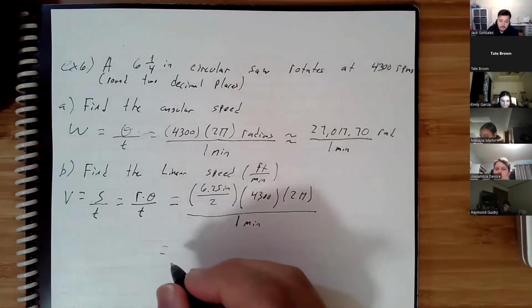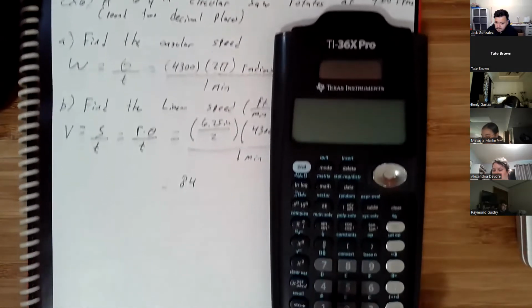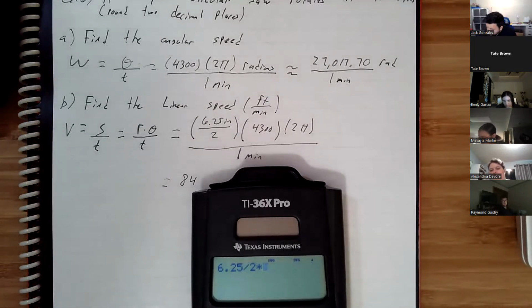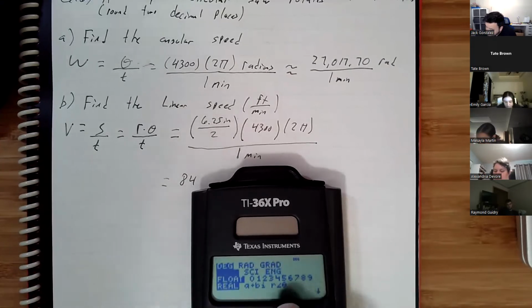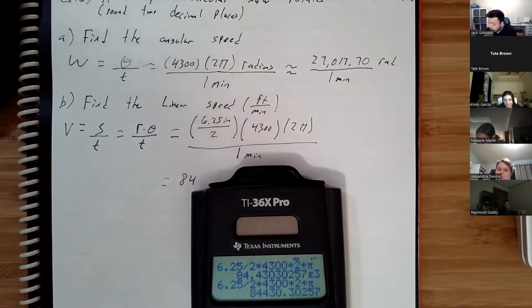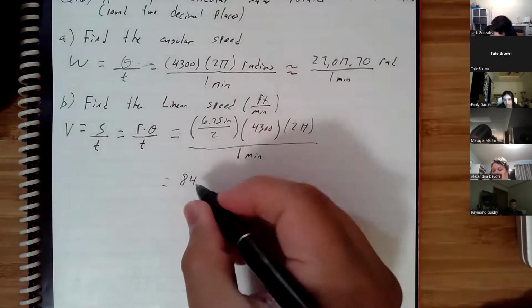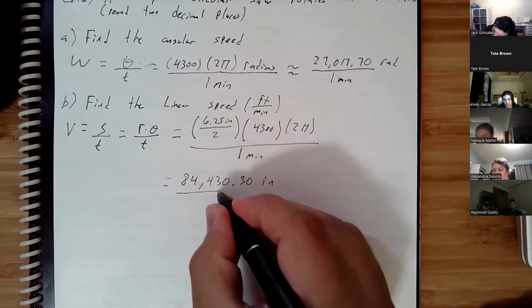You should get 84 something. 6.25 divided by 2 times 4,300 times 2 times pi. I forgot to put it in engineering. Dang it. It'll be 84,430.30. Let's do 0.30 for 2 decimal places. Inches per minute.